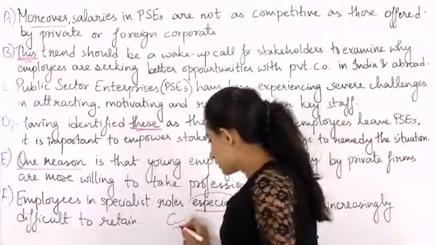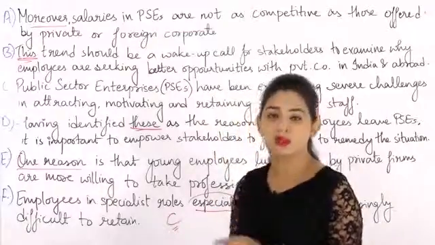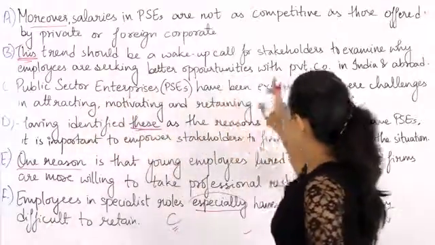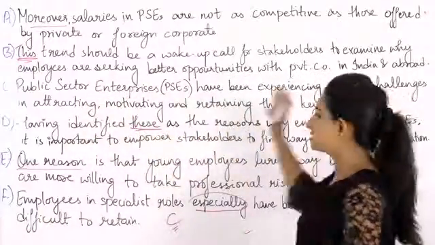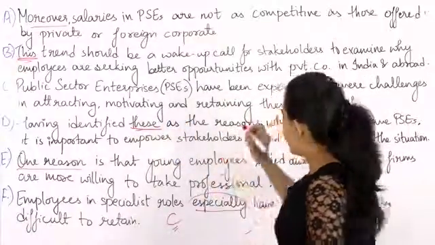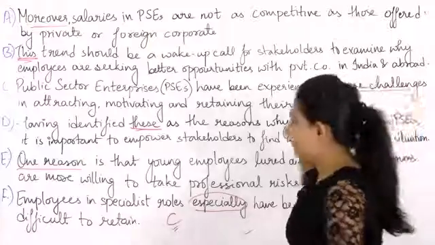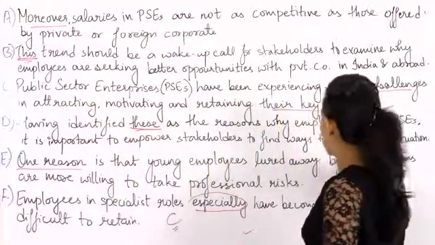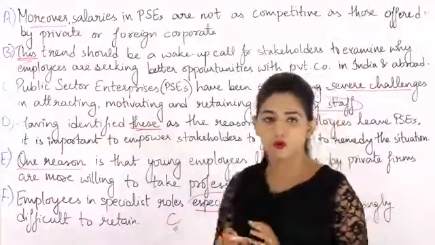So the first sentence will be C. Why? Because it is the only independent sentence given in the rearrangement. Public sector enterprises have been experiencing severe challenges in attracting, motivating and retaining their key staff. Now, we have mentioned that they are facing what? Severe challenges in attracting, motivating and retaining their key staff, that is related to employees.